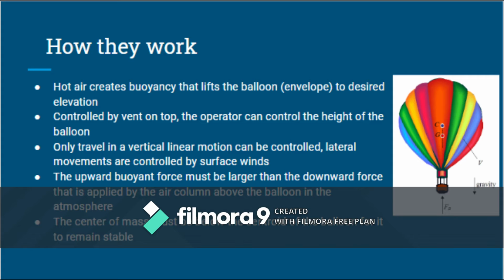And they work basically through buoyancy, through the hot air that lifts the balloon, which is also called an envelope, to a desired elevation. The balloon can be controlled by a vent on the top that the operator can control from the basket, and hot air balloons can only travel in linear vertical motions. The upper buoyant force must be larger than the force of the air column above it to essentially lift the balloon and everything that it's carrying.